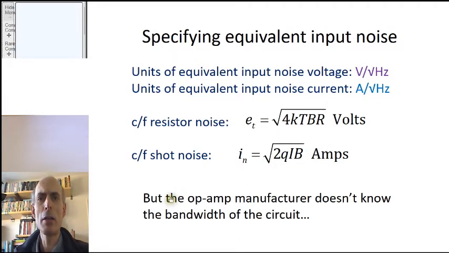Now, as the manufacturer of the op-amp doesn't know what bandwidth is going to be of interest to the designer, they specify the noise in terms of volts per root hertz and amps per root hertz. All the designer has to do is then to take those figures, multiply by the bandwidth of their circuit, and they will get an estimate for the total equivalent input noise contributed by the op-amp.